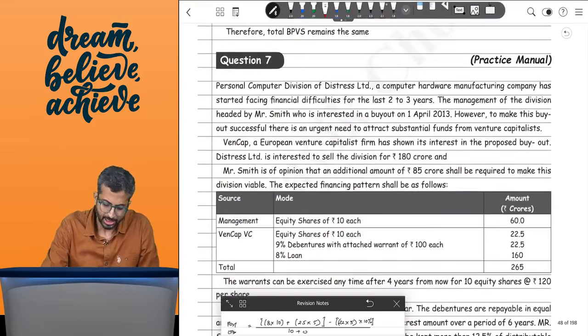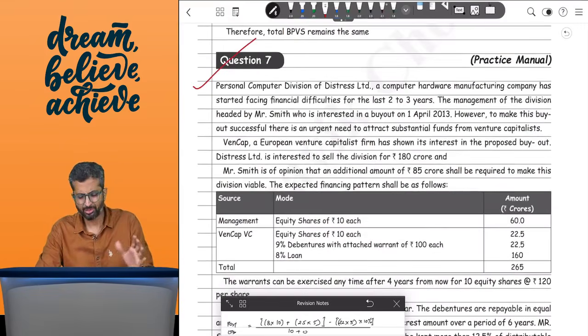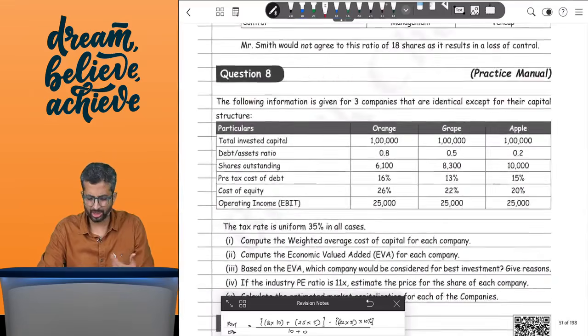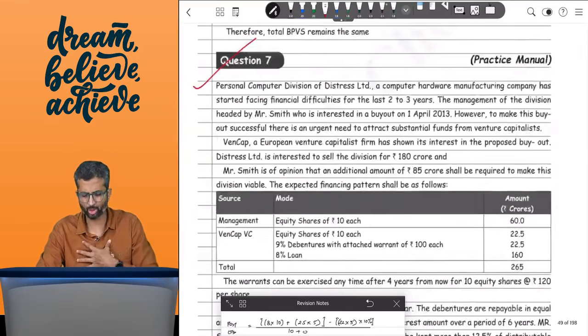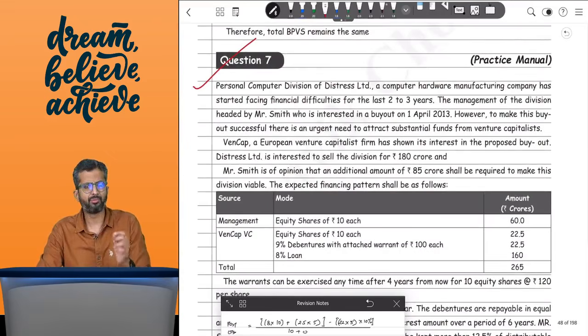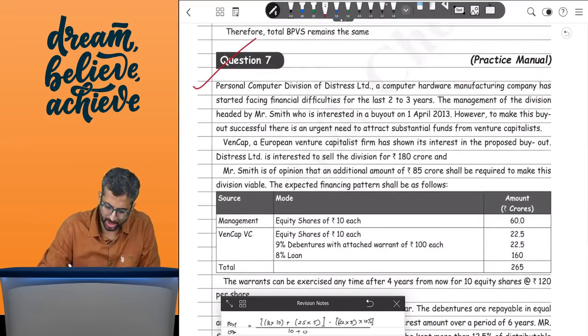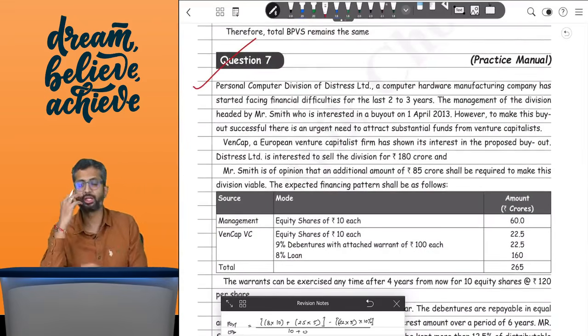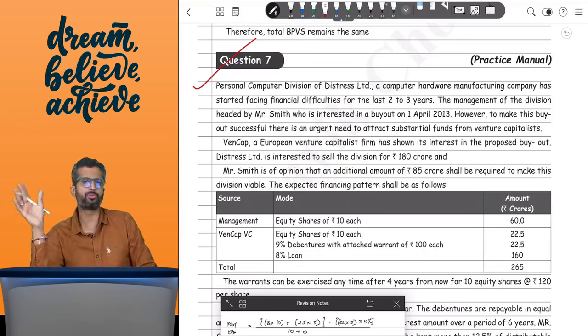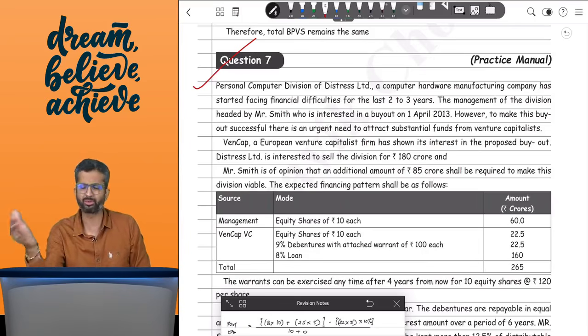Okay. Next is question number 7. This is a question pertaining to buyout. There is a fair bit of calculation over here, but one very important thing over here is, what if you are given that there is a loan that is taken and the loan is repaid at the end of 8 years? Perfect, then there is no problem. Interest will be paid each year, loan is repaid at the end of 8 years.